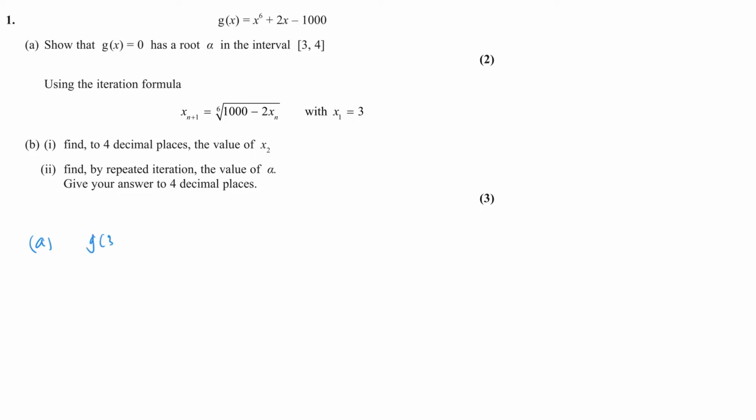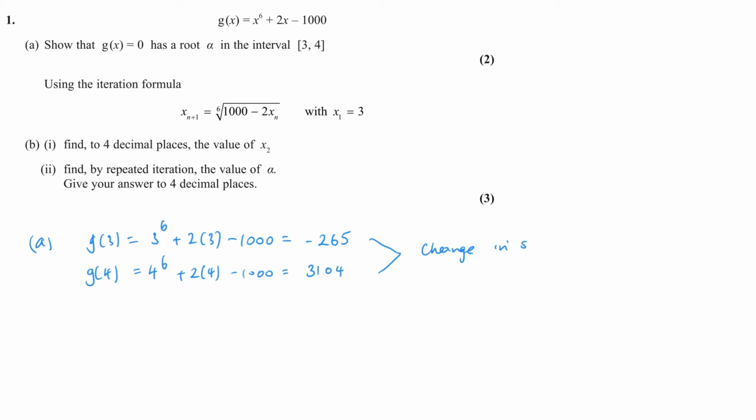So g of 3: 3 to the power 6 plus 2 times 3 minus 1000, and that is negative 265. And then put g of 4 in. So 4 to the power 6 plus 2 lots of 4 minus 1000. And that's 3104. So, change in sign.